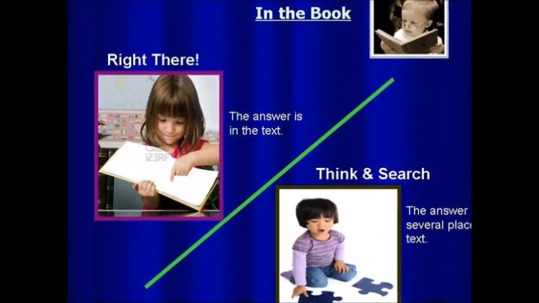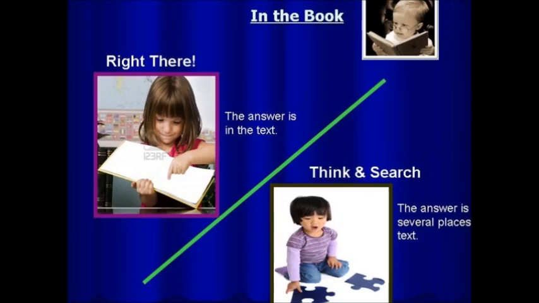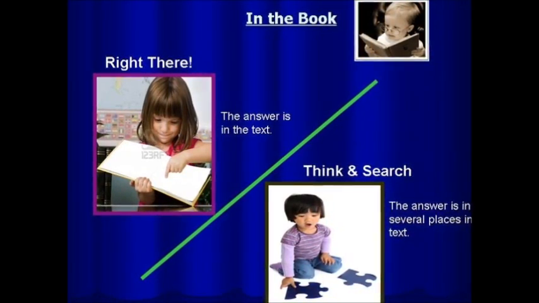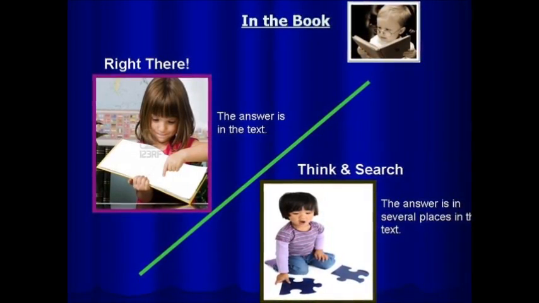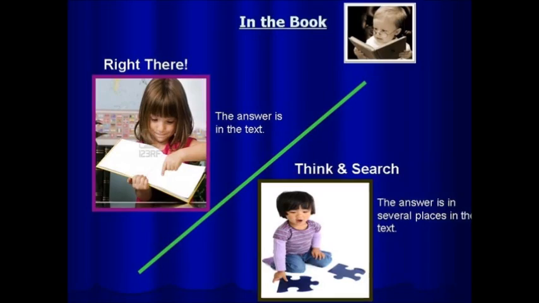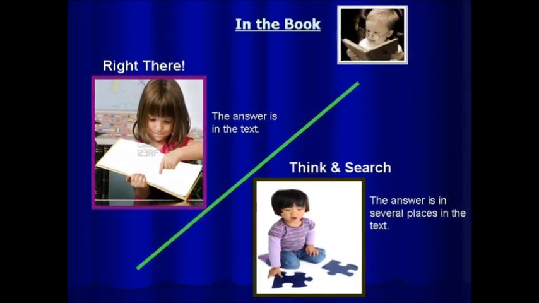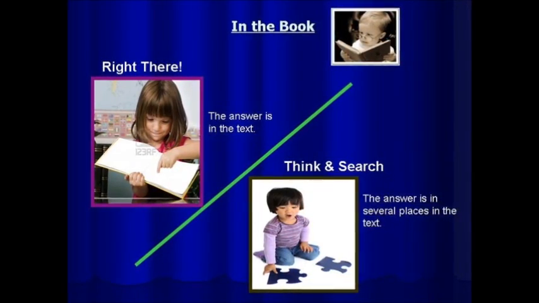The QARs, right there, and think and search are subcategorized under in the book. Right there means just that. The answer is right there in the text. It is usually found in one sentence that uses some of the same wording as the questions. Think and search refers to the answers being scattered throughout the text and need to be put together like pieces of a puzzle.